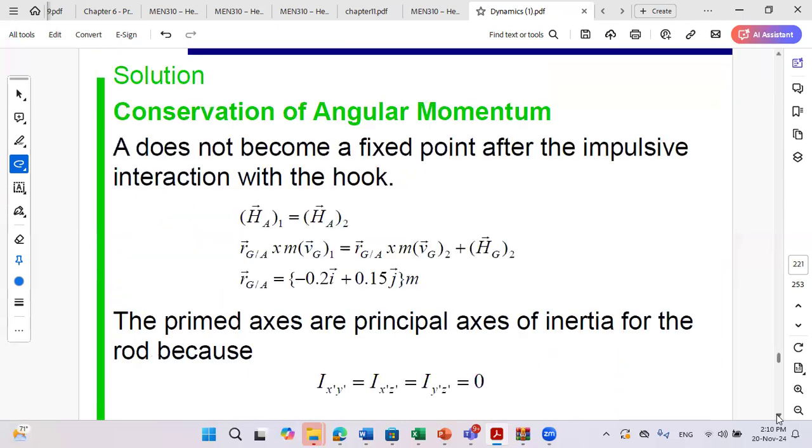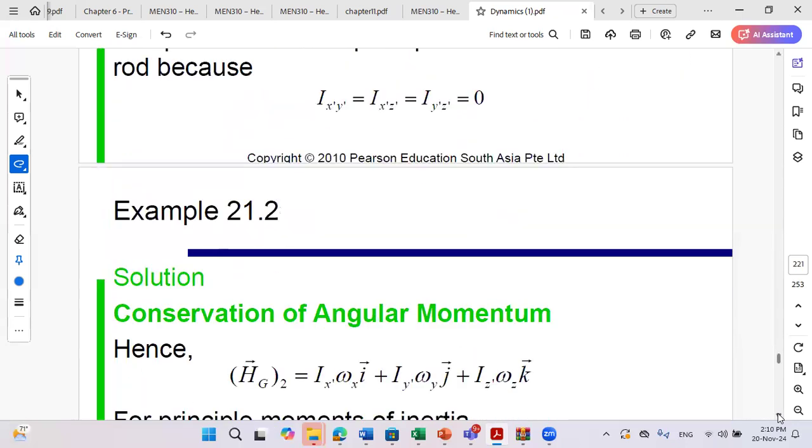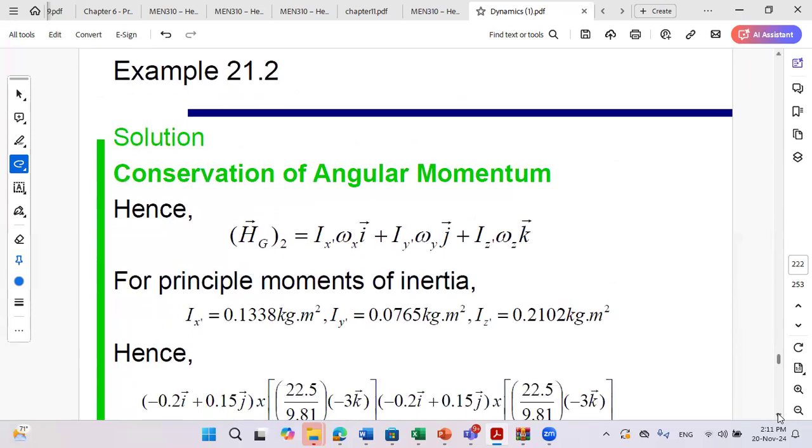So as we said, at state 2, how can we evaluate the angular momentum? We should apply the general equation, which is the moment of vector mVG about the point at state 2, plus the angular momentum about G at state 2. But now, as we discussed together, when it is in contact with the hook, it will do rotation. And when you do rotation, all you have to do is relate the velocity of G. You need to get the velocity of G at state 2.